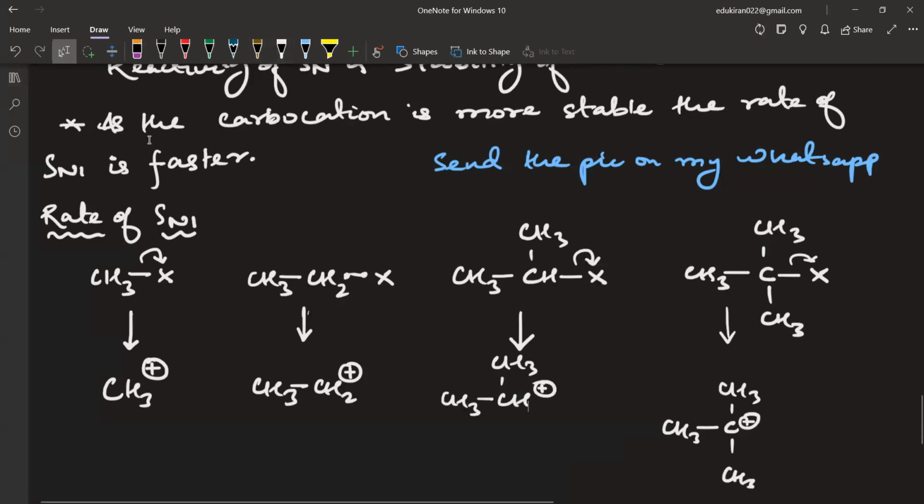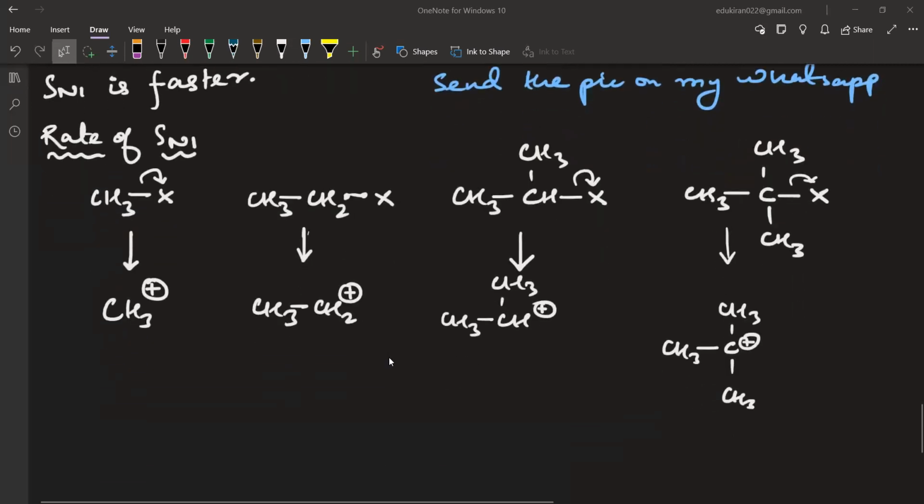Now, all of you know that this carbocation will be electron deficient. It has one electron less. And the methyl groups act as electron donating groups. So these methyl groups will be giving it some of their electrons. Since this carbon is 3 degree, it will be receiving electrons from 3 different methyl groups. This will be 2 degree, this will be 1 degree, and this will be 0 degree.